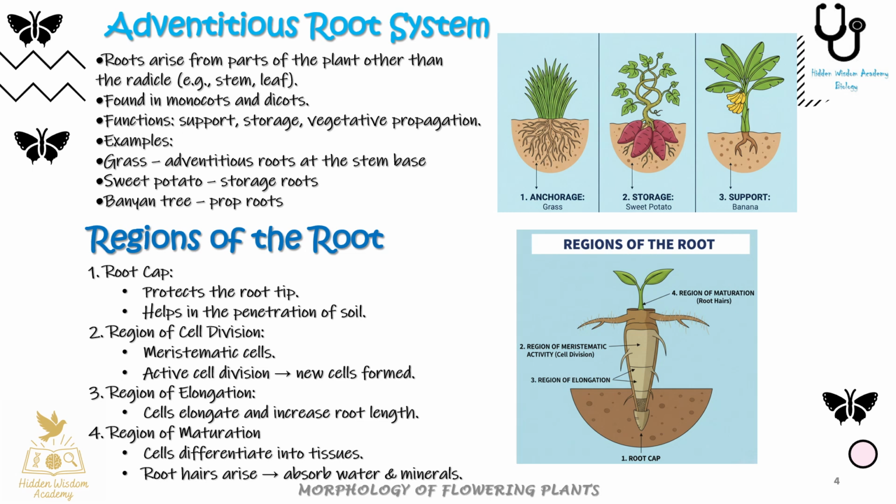Now, let's talk about the regions of the root. The root has four main regions. At the tip is the root cap, which protects the root and helps it move through the soil. Behind it is the region of cell division, where new cells are formed. Next comes the region of elongation, where cells grow longer and the root increases in length. Finally, in the region of maturation, cells become permanent tissues and root hairs appear to absorb water and minerals.